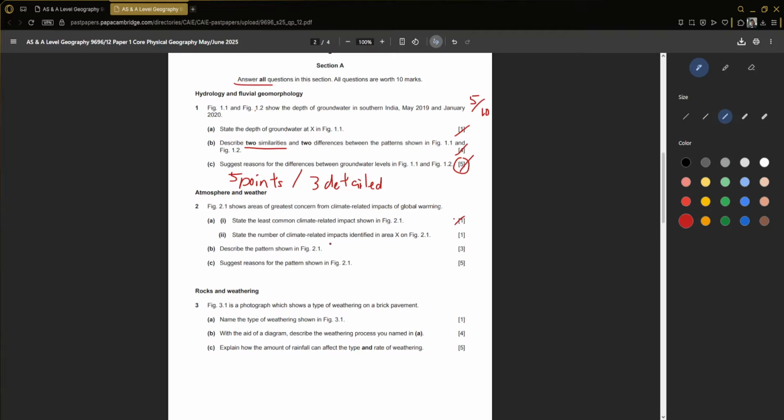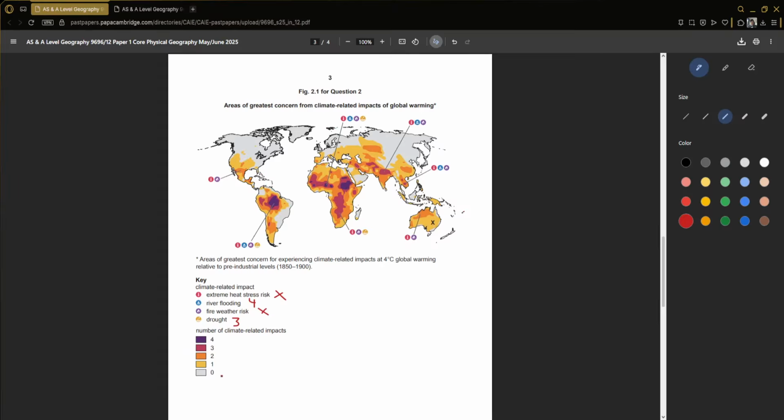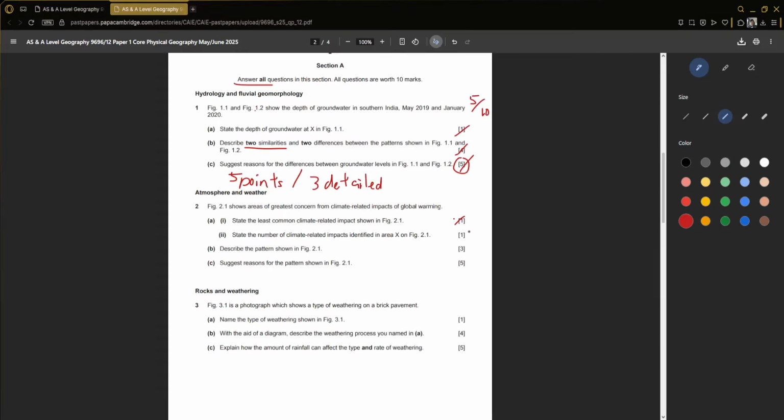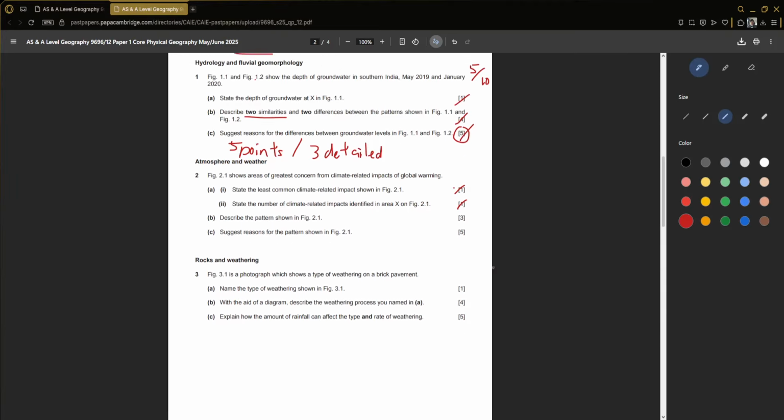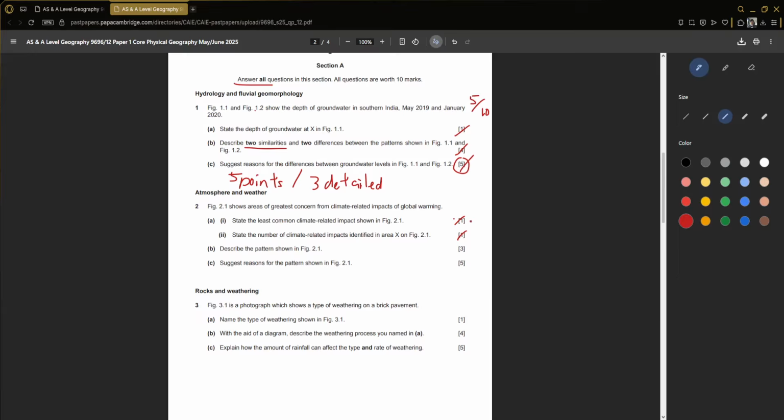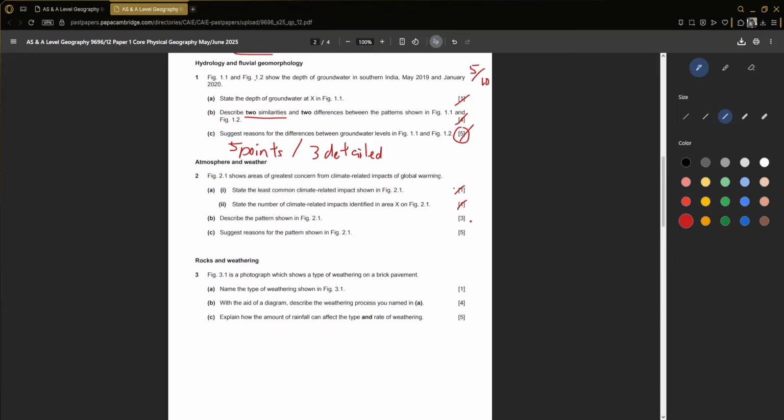State the number of climate-related impacts identified in area X. So identify area X, that is a yellowish color, so it's 1. Say 1, and you get another mark. Easy as that, right? These data things you should get 1 mark on. You should get the free mark, and that can set you up in a good position.